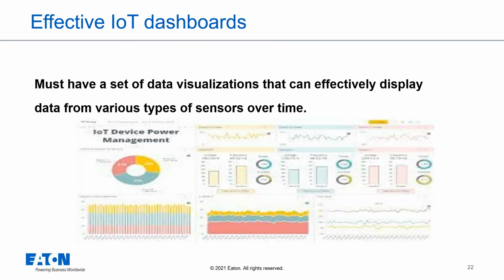So, effective IoT dashboards. You must have a set of visualizations that can effectively display data from various types of sensors over time. So you need to have line graphs, gauges, maybe even geographical maps. You need to have summaries, statuses, and statistics listed. And the charts that really work well are going to be bar charts, pie charts, histograms, even heat maps.